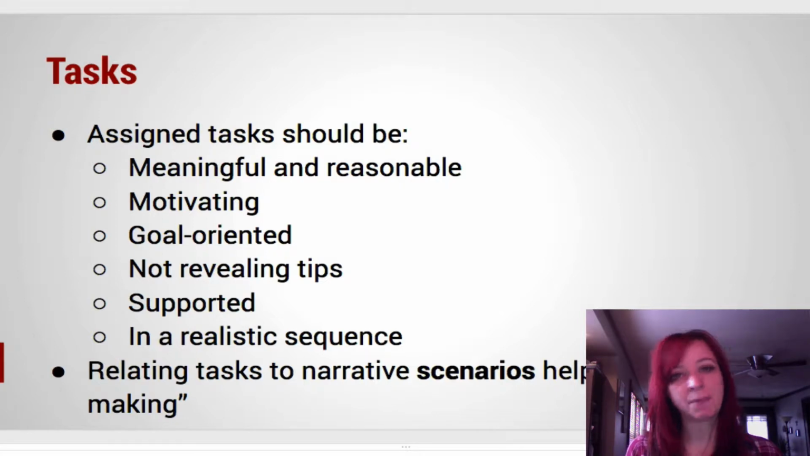Same with online shopping. When someone first comes to an online shopping site, the first thing they do is probably not put something in their cart. It's probably look around for something. So the tasks need to be in a realistic sequence.